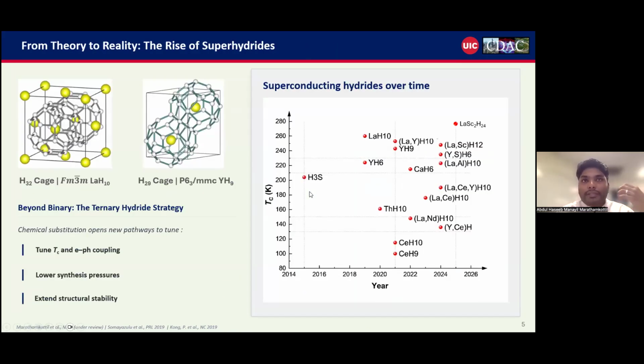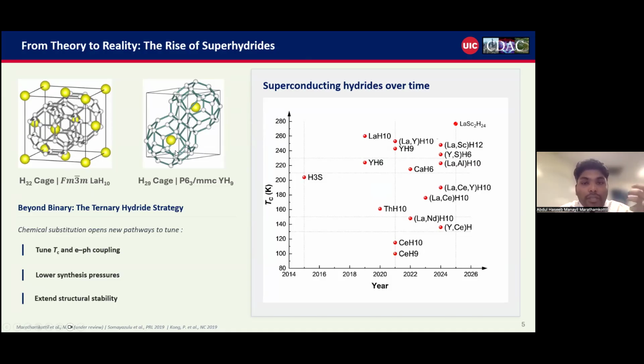So room temperature is within sight, but only at extreme pressures. Can we do better? To answer that, let's look at the two structures on the left here. These are the two key binary clathrate frameworks that define the field. On the left, the H32 cage of cubic Fm-3m LaH10, 32 hydrogen atoms surrounding each lanthanum, which I mentioned before, the structure behind the 260 Kelvin record.